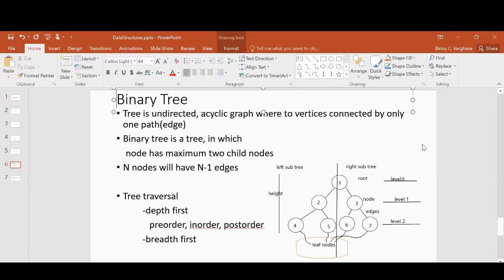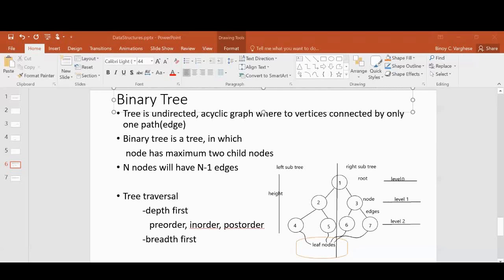Let's start. Okay. So first of all, what is a tree? A tree is an undirected acyclic graph where two vertices are connected by only one path or one edge. In graph theory, this is the definition of a tree. So in graph theory, the tree is defined as an undirected acyclic graph, and each pair of nodes is connected by only one path. There will be only one path.